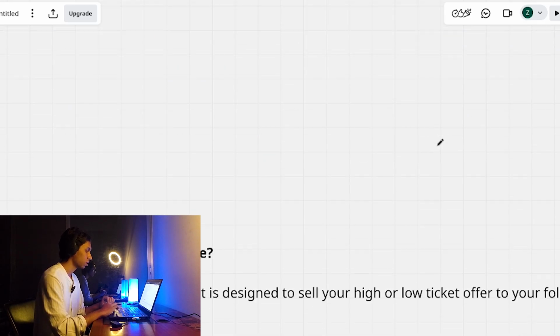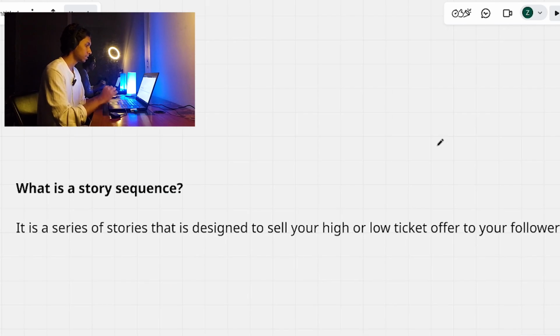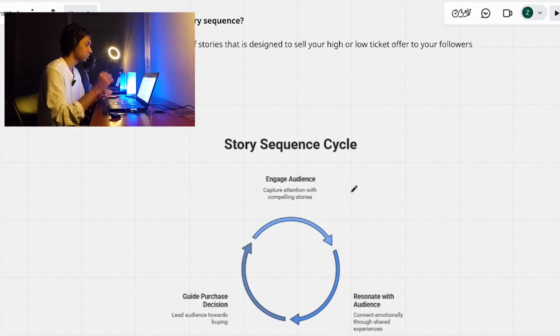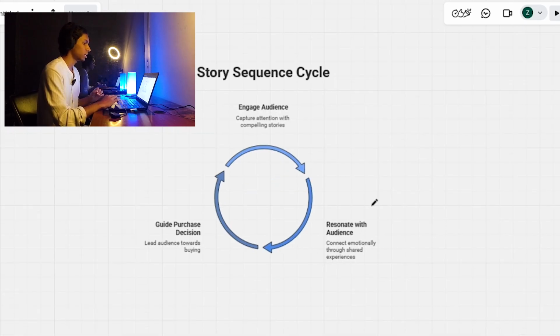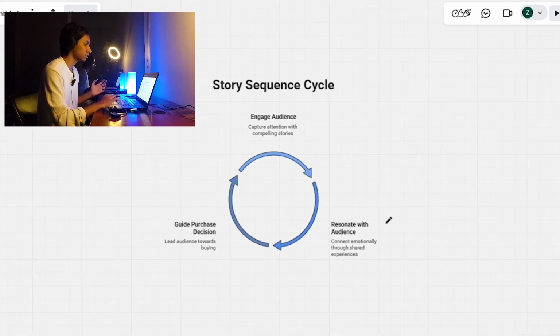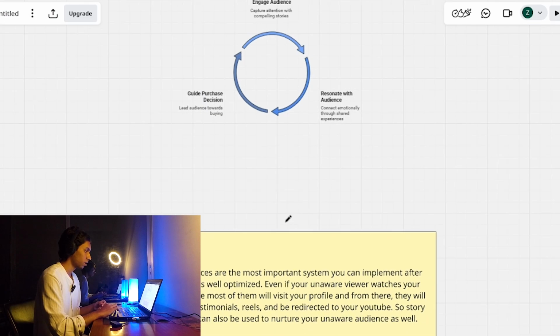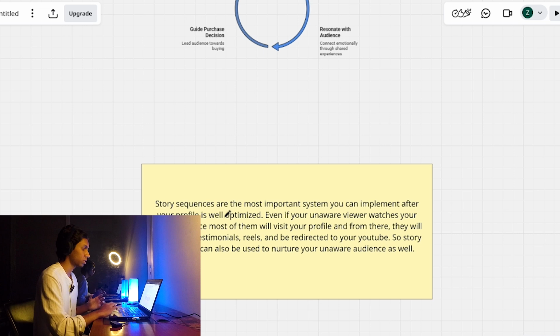Now, what is a story sequence? It is a series of stories that is designed to sell your high or low ticket offer to your followers. It works something like this. You engage with your audience, you capture their attention with compelling stories, then you resonate with your audience through shared experiences, through shared pain points, then you basically guide them towards buying your offer, so your mentorship or your high or low ticket offer.